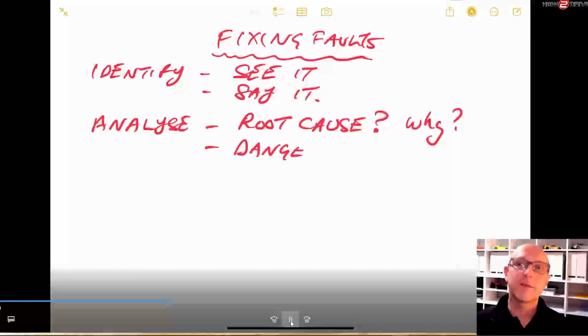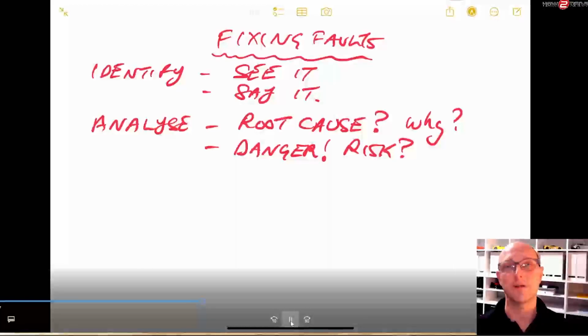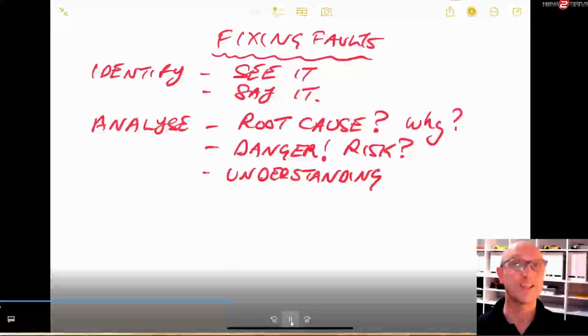Then you need to talk about what the danger would be. Even if there wasn't danger that time, if they straight-lined the roundabout, for example, there might not have been anyone there, but always ask, what is the danger of them doing that? What's the risk? As I said before, we want to make sure the pupil fully understands what they did, what they should have done, what the risks are, and what they would do differently if they had the opportunity.